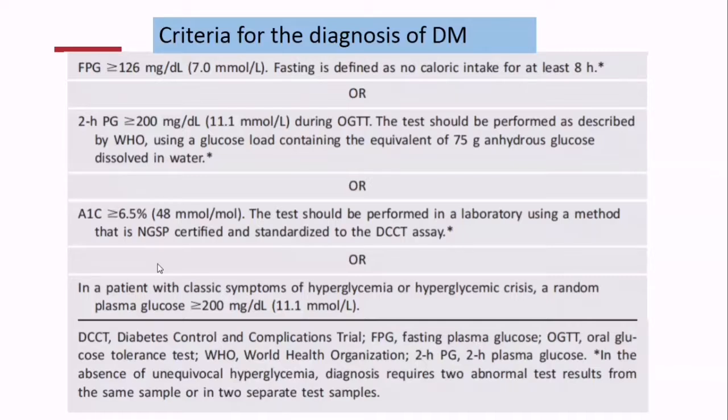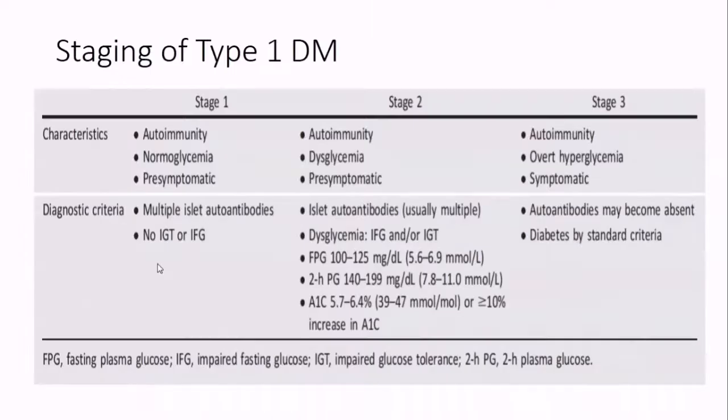Then apart from these three criteria, in a patient with classic symptoms of hyperglycemia or hyperglycemic crisis, there is also a random plasma glucose. Random plasma glucose means a non-fasting and non-postprandial timing of the blood glucose measurement. If it is more than 200 milligrams per deciliter, then we can think of the diagnosis of diabetes. So these are all the criteria for the diagnosis of diabetes mellitus.